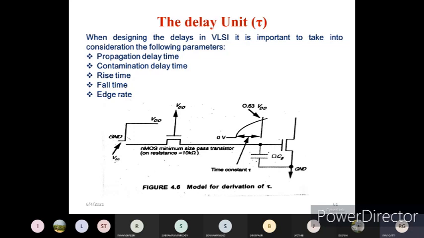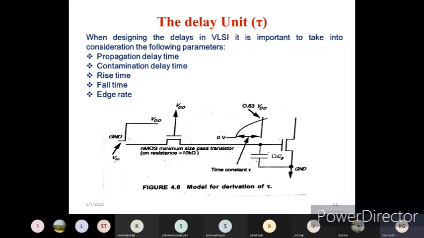Then we get some more types of delays, that is rise time, fall time, and edge time. You need to make sure that all these delay units are calculated properly, so that there will not be any mismatch or unsynchronization in the MOS transistor. So we will be using these fundamental delay elements in order to understand how this delay unit is derived.